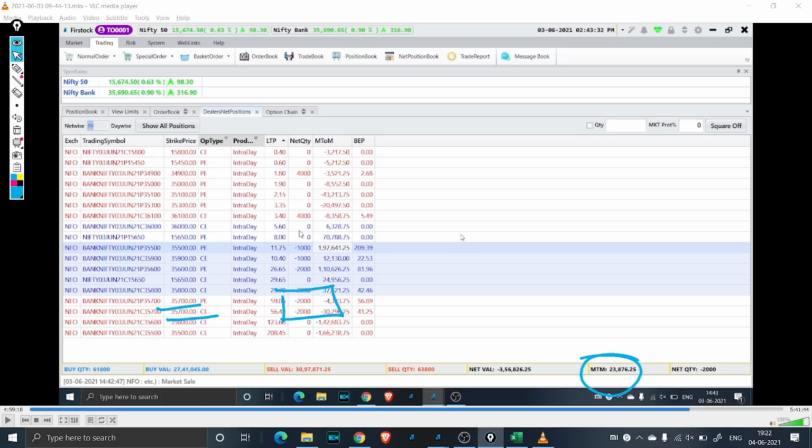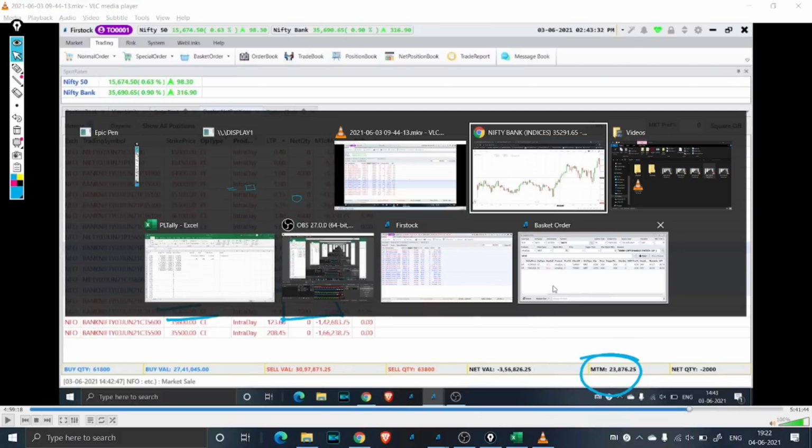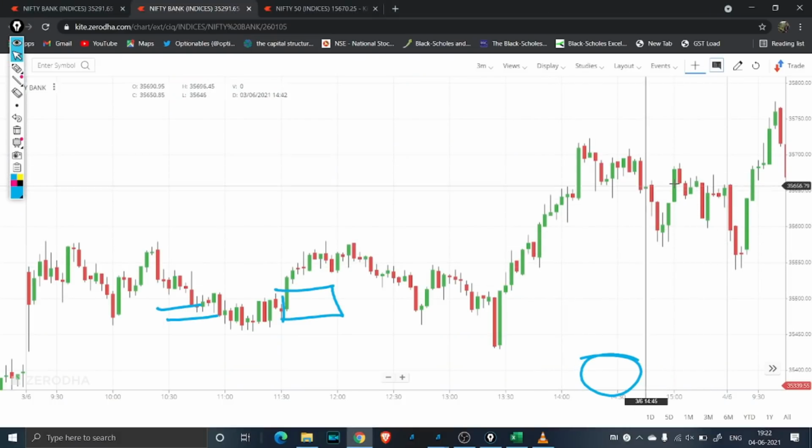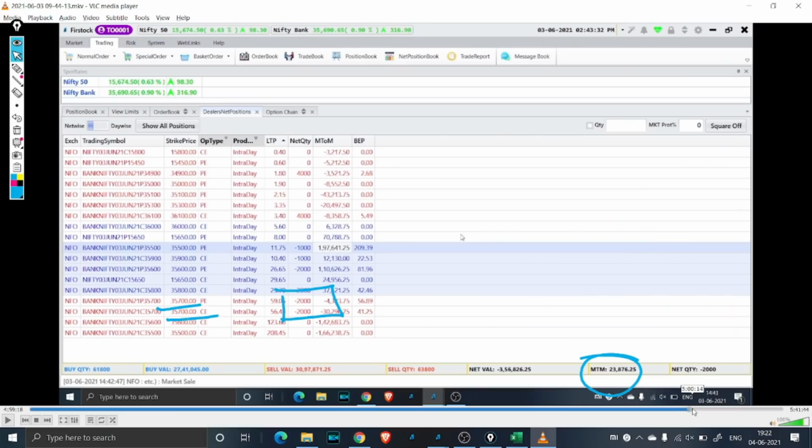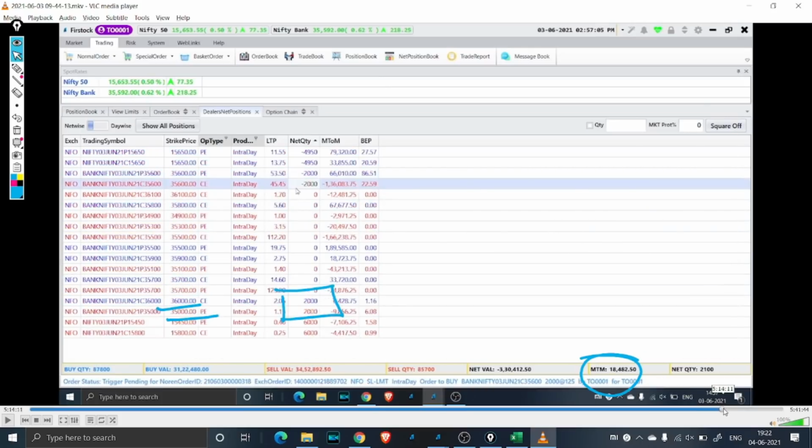And as the market further continues to fall, you can see around 3 o'clock the market fell, right? So this fall towards the end of 3 o'clock, and our profit completely goes to negative around that point, right?